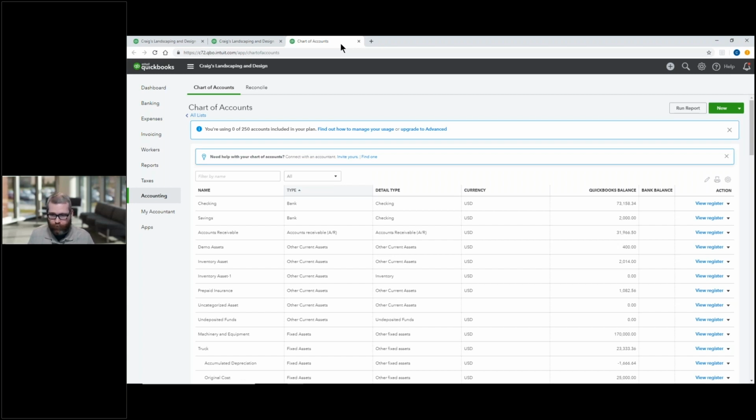Now, a lot of people will jump into the chart of accounts and they'll create accounts for all sorts of crazy things. They'll create an office supplies account, and then they'll create sub-accounts for pencils and pens. And then they'll create another sub-account for paper, and then another sub-account for like binders and folders. I've seen it happen. People will create a different account for each one of those things. I got to tell you, that's a little bit too much.